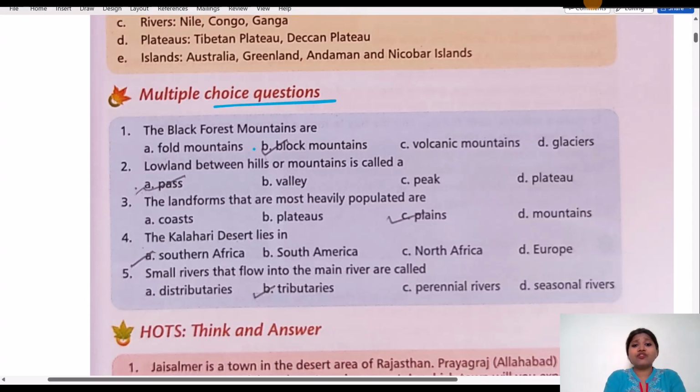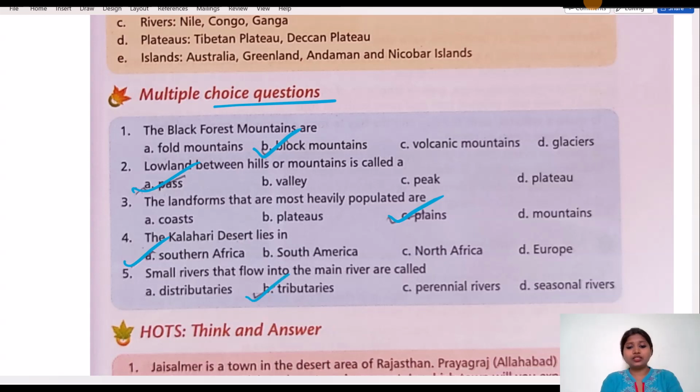Then the MCQs. First answer is block mountain, pass, plains, southern Africa, then tributaries. Okay, so this is the answer. Then one more question you should prepare, map. Map I already told in QPP, question paper pattern. There I already explained the paper pattern, which types of questions will come in the exam.